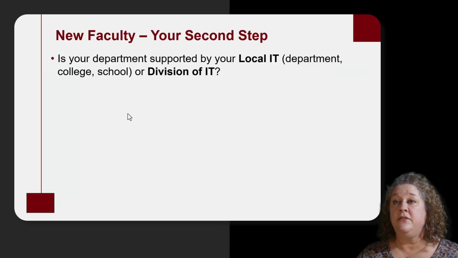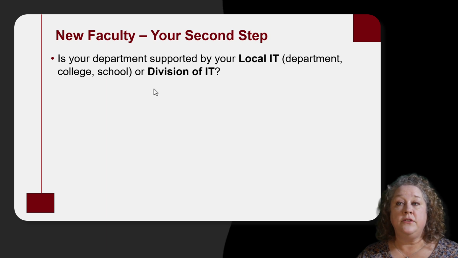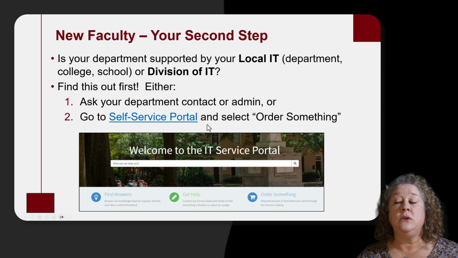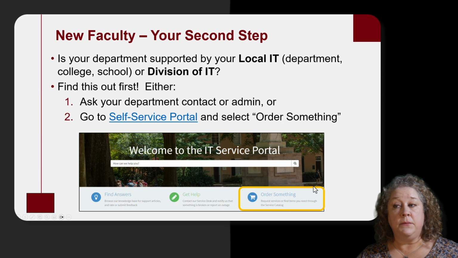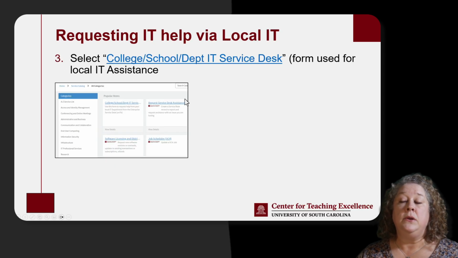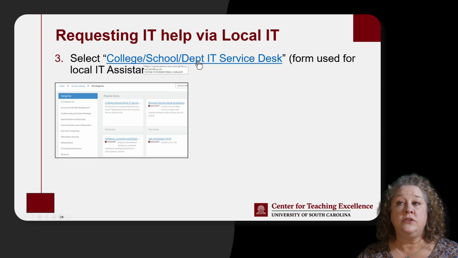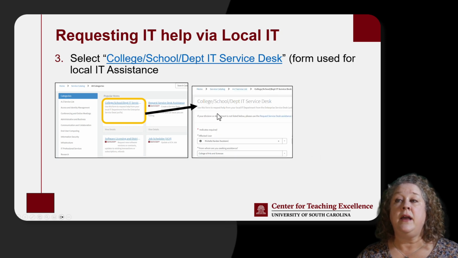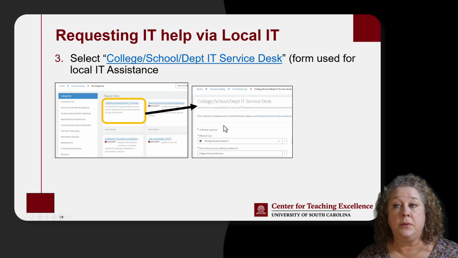Your second step is to find out whether your department is supported by a local IT within the department, college, or school, or from the General Division of Information Technology. The way you do this is you ask either your department contact or admin if you have a local IT, or you can go to the self-service portal of the Division of Information Technology and select Order Something. When you click on that, it will populate an option to select College, School, Department IT Service Desk. This is the form that you submit if you have a local IT service for your college, department, or school.